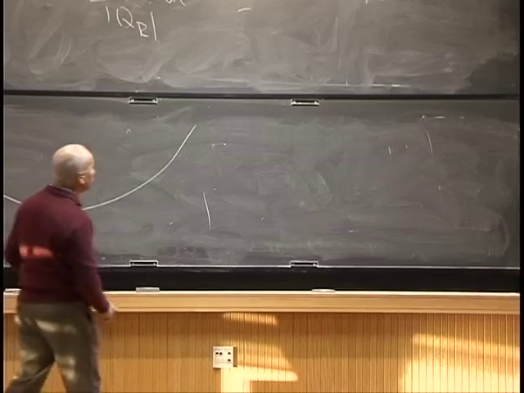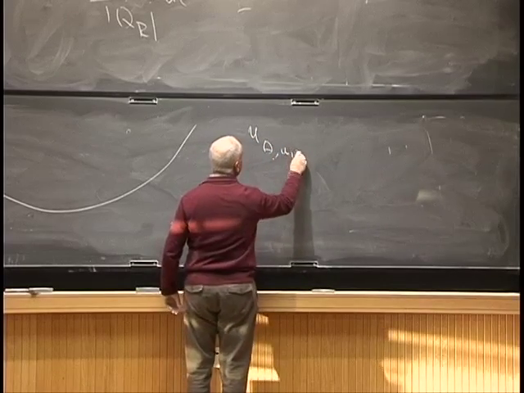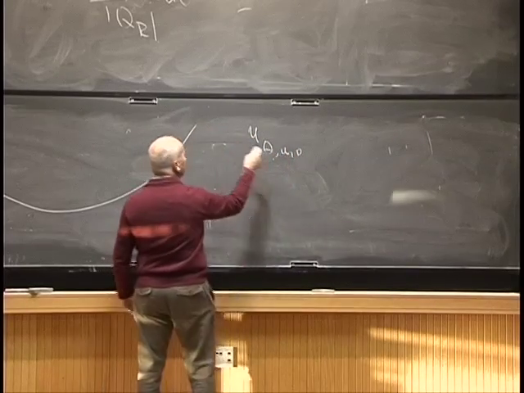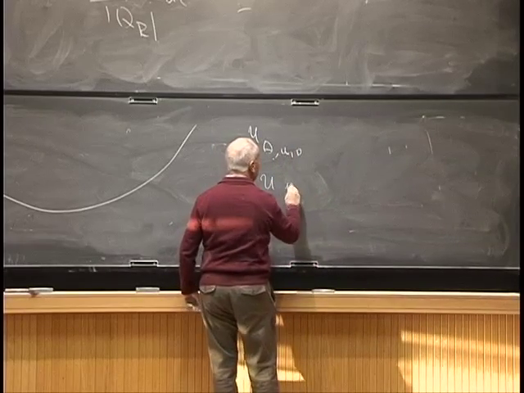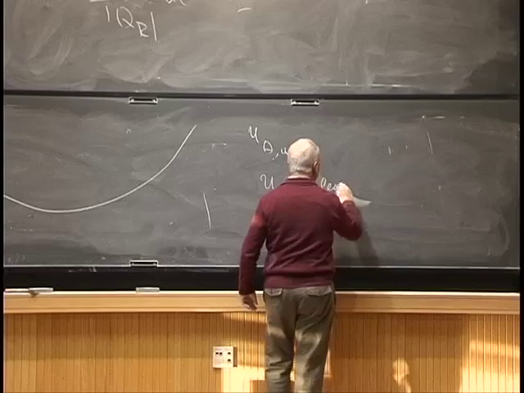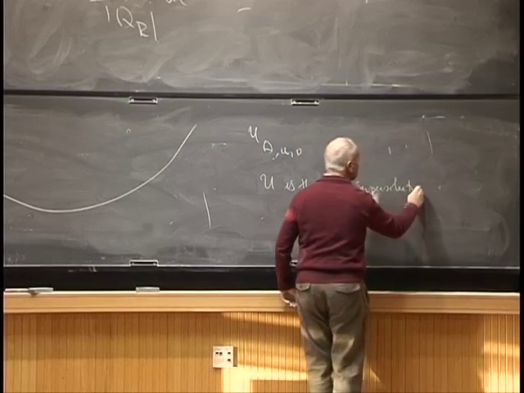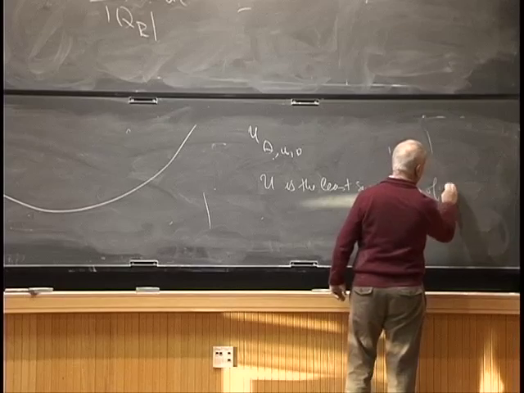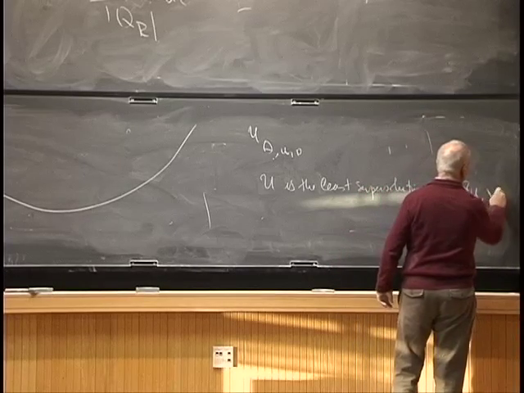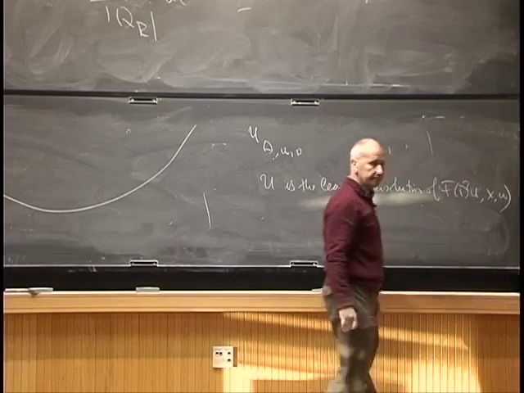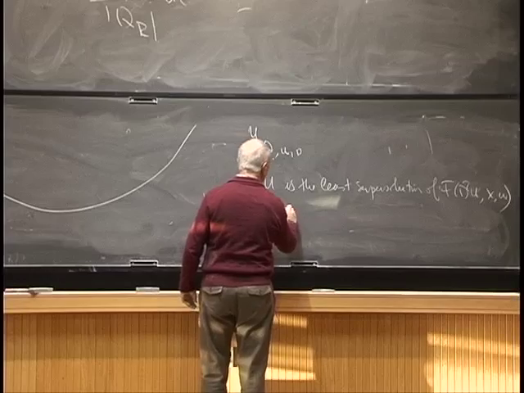And I'm going to look at u sub q omega p, which is going to be the solution to the obstacle problem. That is, u is going to be the least super solution of f of d squared of u x omega above p.